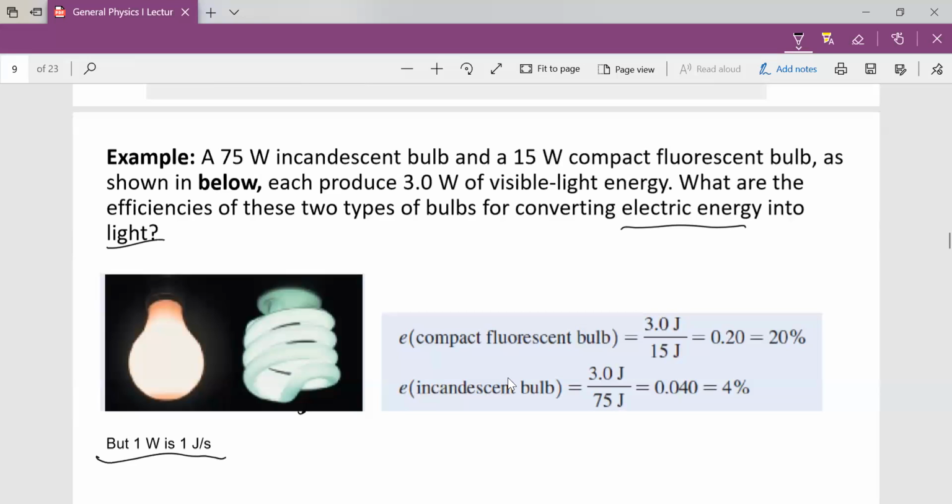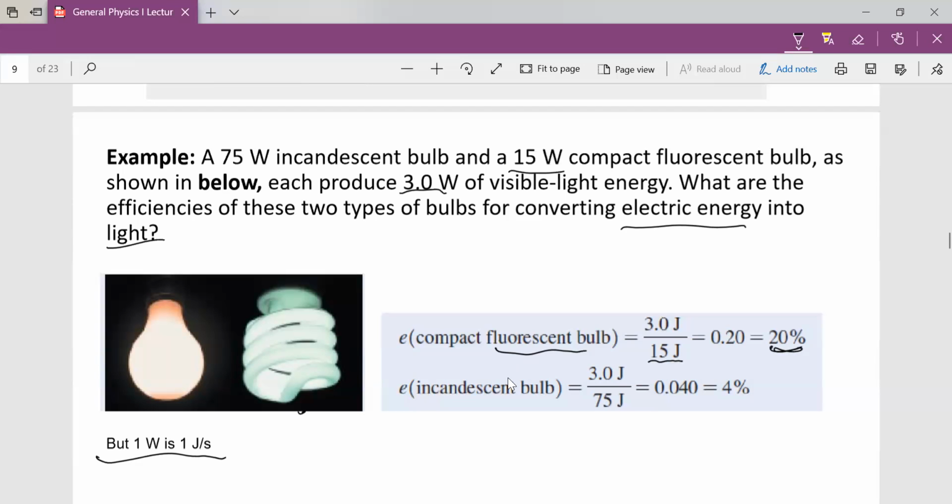Now, we know that 1 watt is also equal to 1 joule per second. So when we say 75 watts, we're actually saying 75 joules per second. So it's direct, so we'll take it the way it's given. For the compact fluorescent bulb, both of them produced 3 watts each. So what was put in for the compact is 15, and then it produced 3, which gave us 20% efficiency.